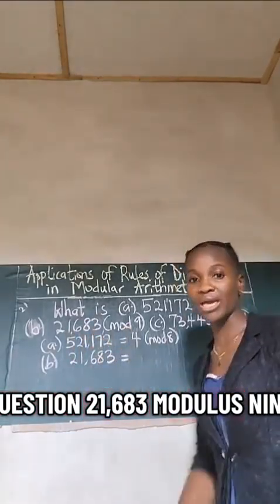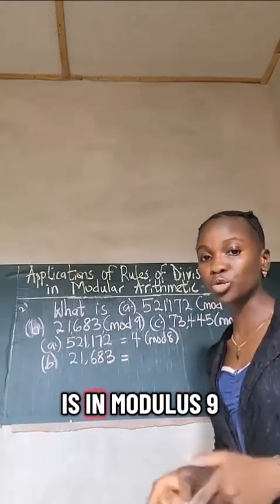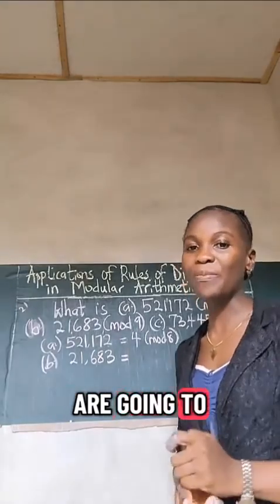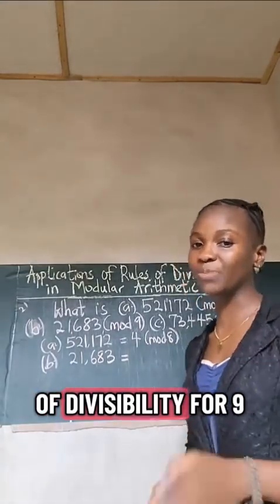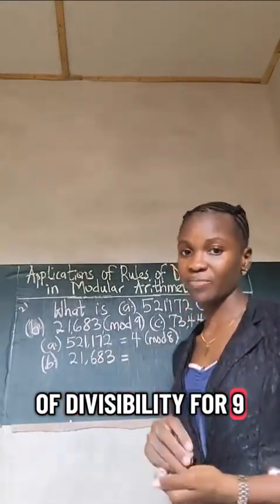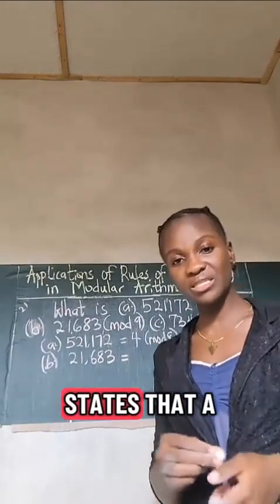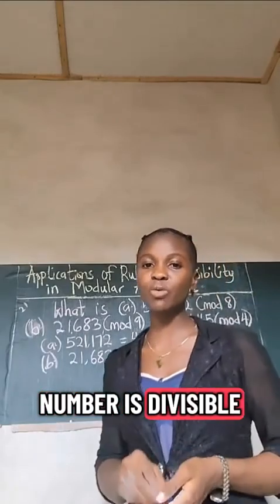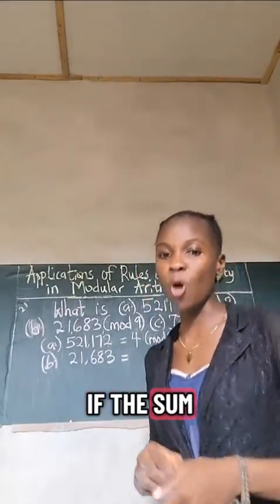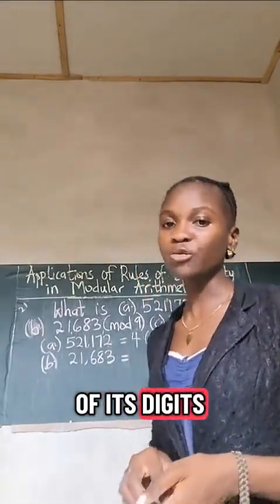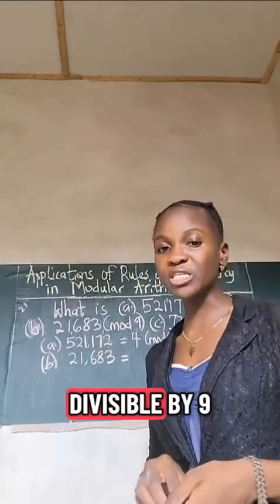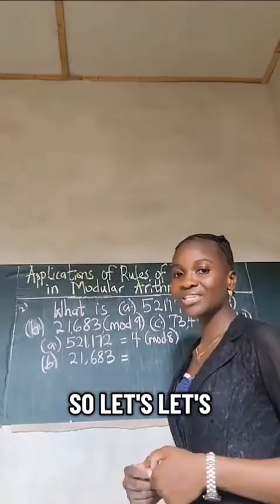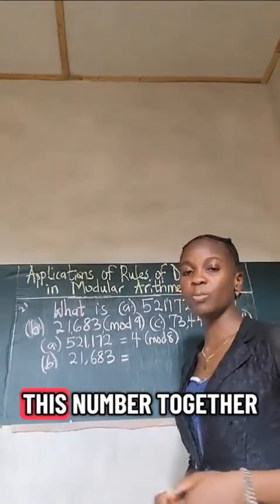21,683 modulo 9. So this question is in modulo 9. That means we are going to apply the rule of divisibility for 9. And what does it state? It states that a number is divisible by 9 if the sum of its digits form a number divisible by 9. So let's add the digits that make up this number together.